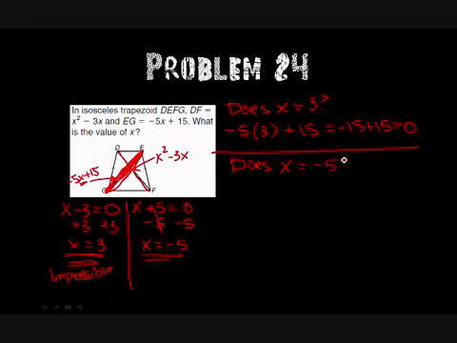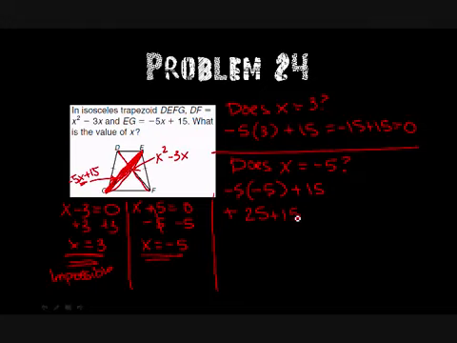So does x equal negative 5? Well, let's find out and plug it in. So we're going to do the same thing. I'm going to plug in for x. Here we get positive 25 because it's negative times negative. And when you add those, you get 40. Well, 40 could work, right? There's nothing wrong with 40. Let's try the other one.